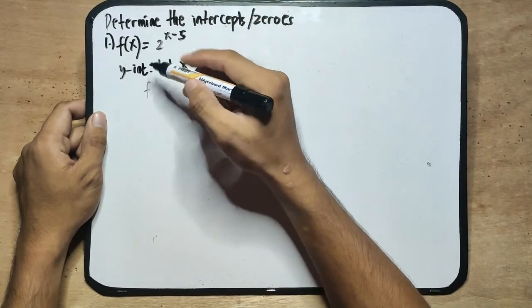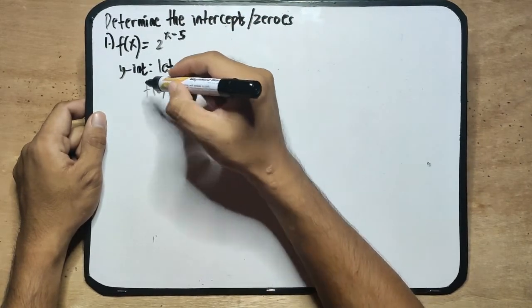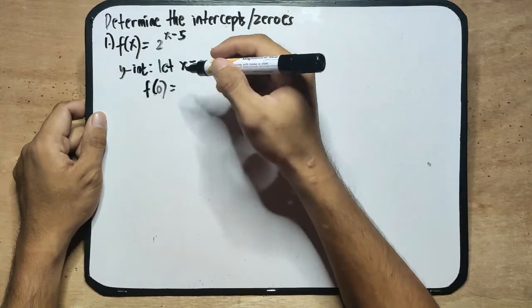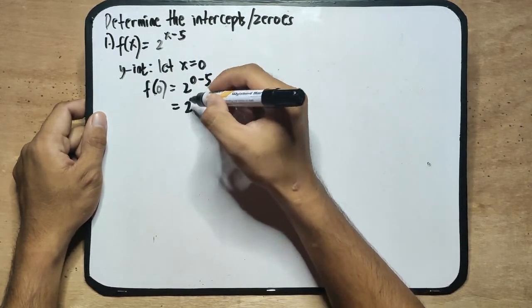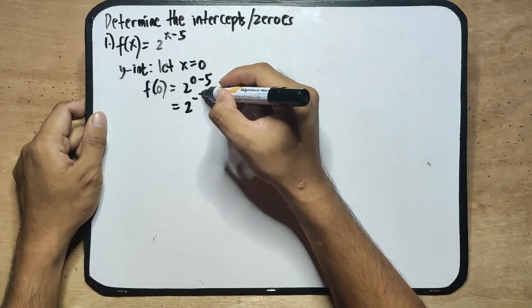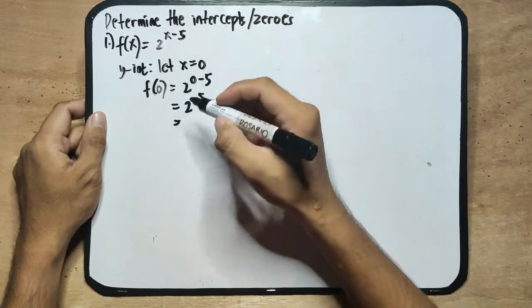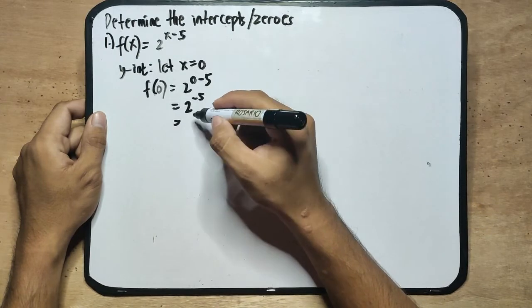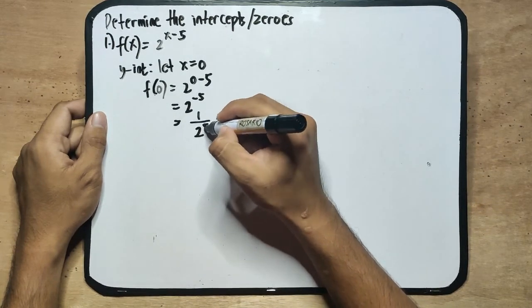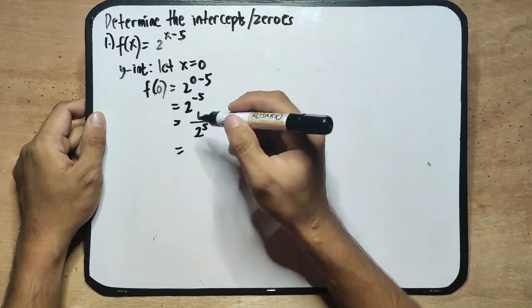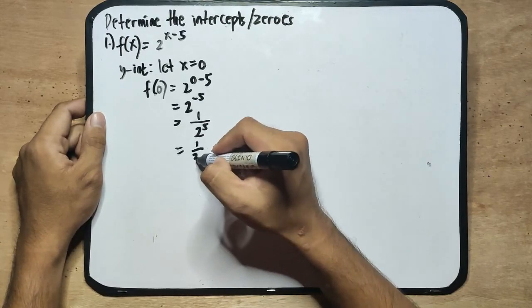So solving for that, we have f of 0 is equal to 2 raised to 0 minus 5. So that will be 2 raised to negative 5. Negative yung exponent. For that to be positive, ibababa natin siya at may 1 sa numerator. We have 1 over 2 raised to 5, that is 1 all over 32.